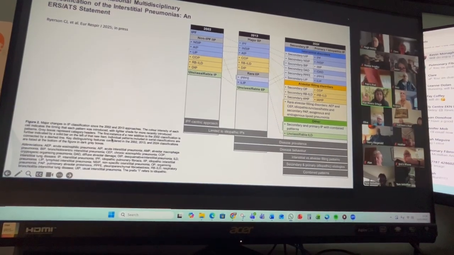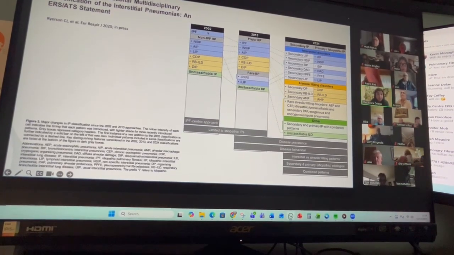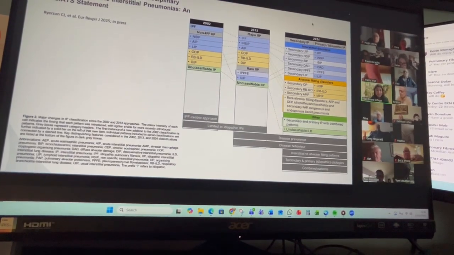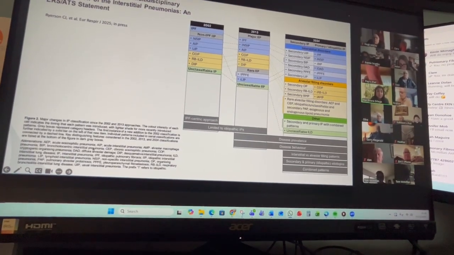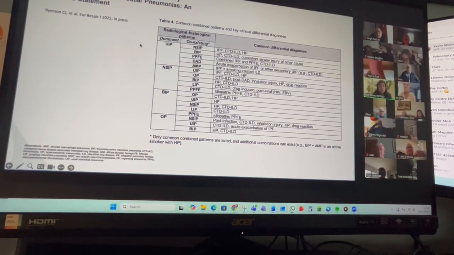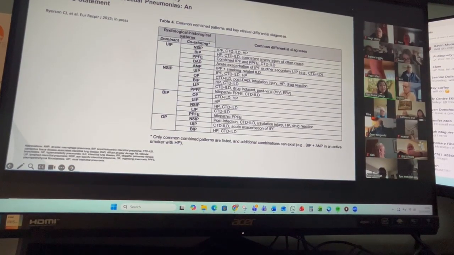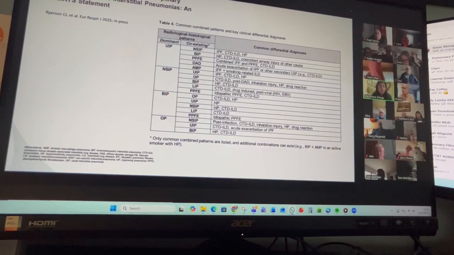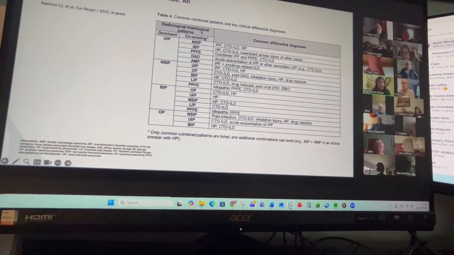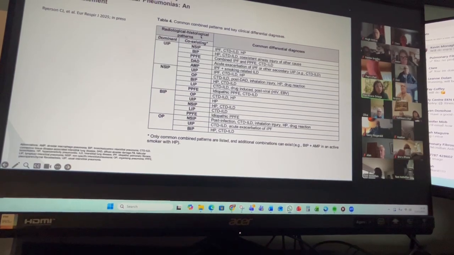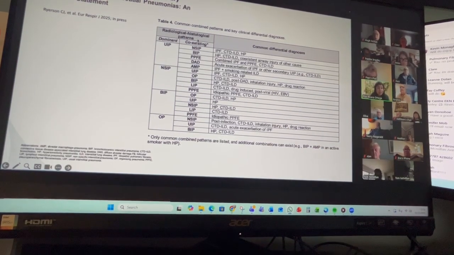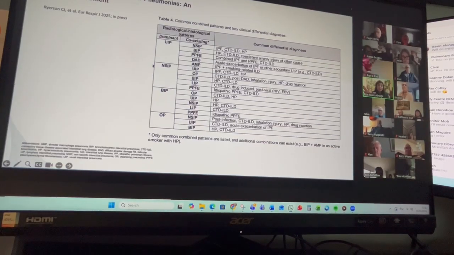Basically, this is just to show you the difference between the 2002 and 2013 classifications that I showed you on the first slide, and then what would be the new type of description in 2024. Based on how the CT scan looks, that is what we call radiological patterns, and how your lung biopsy looks, that is what we call histological patterns.